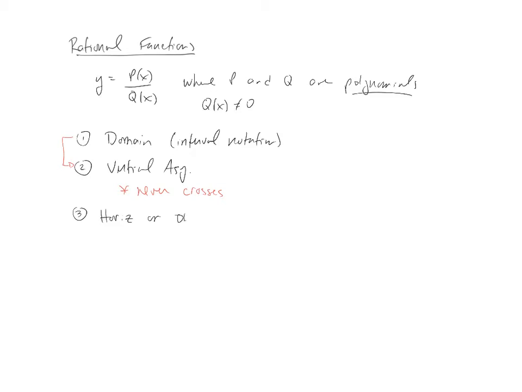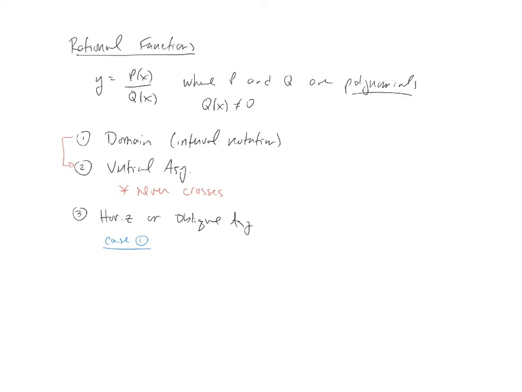The third step would be horizontal or oblique asymptotes. Sometimes oblique asymptotes will be called slant asymptotes, so if you hear me use either of the phrasing, they're just interchangeable. So horizontal or oblique asymptotes. Now, to decide which it's going to be and what it's going to be, we need to look at three different cases. So, case one.